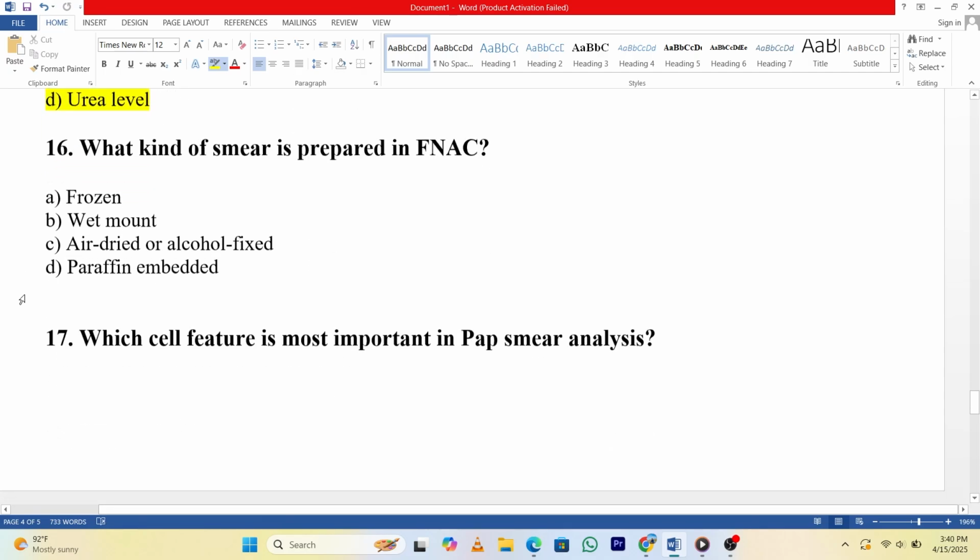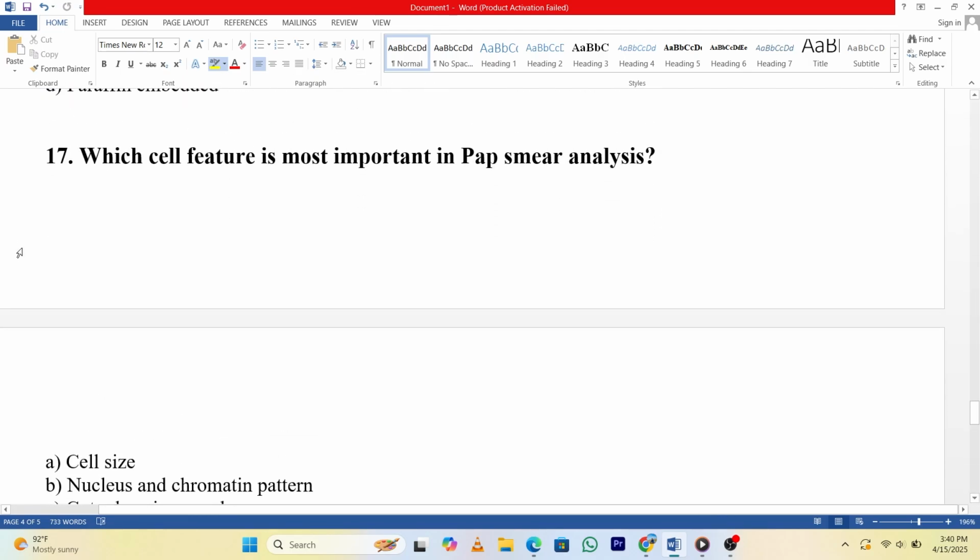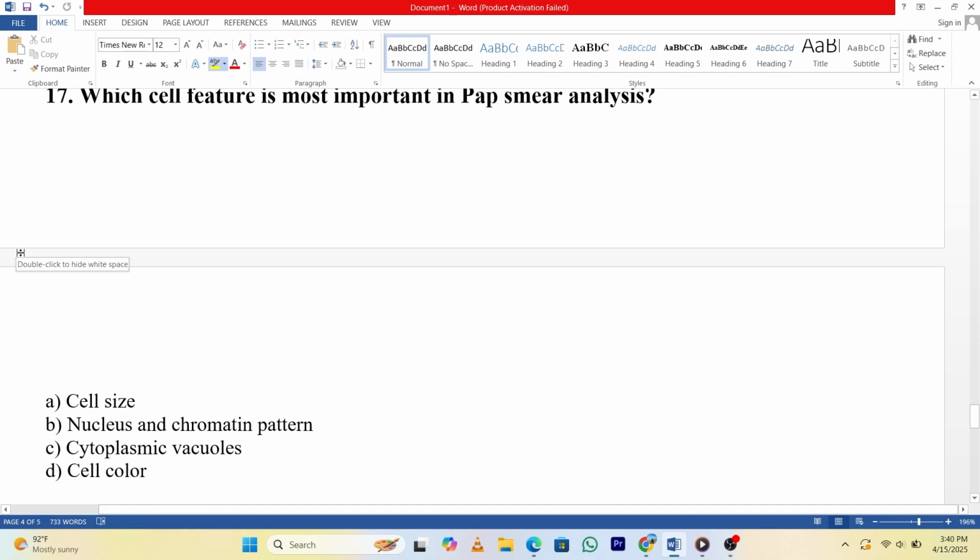16. What kind of smear is prepared in FNAC? A. Frozen. B. Wet mount. C. Air-dried or alcohol-fixed. D. Paraffin embedded. Answer, C. 17. Which cell feature is most important in pap smear analysis? A. Cell size. B. Nucleus and chromatin pattern. C. Cytoplasmic vacuoles. D. Cell color.